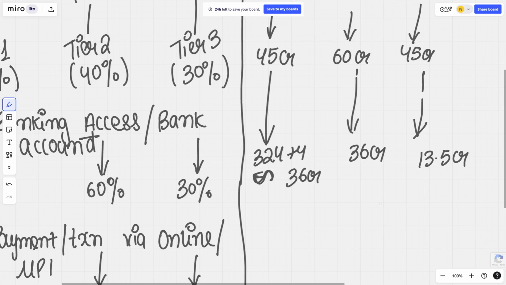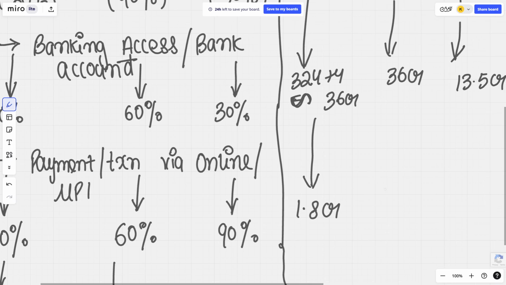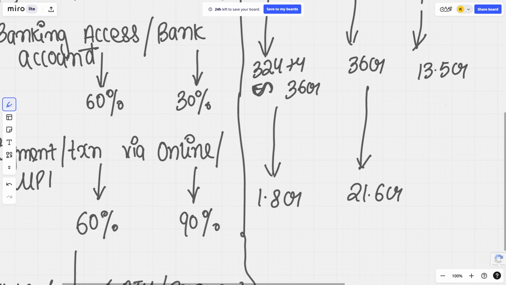13.5 crore. Now again, we have taken a number that 20% of the payments will be done online, so here we have 1.8 crore. Here we have the 60%, that gives me 21.6 crore. And in the end, the 90% will give me, roughly assuming, 11.5 crore.